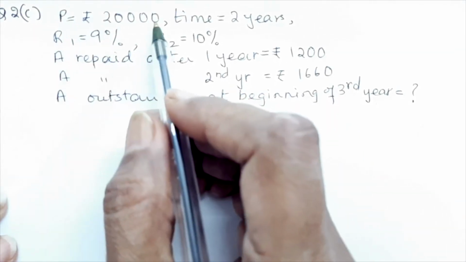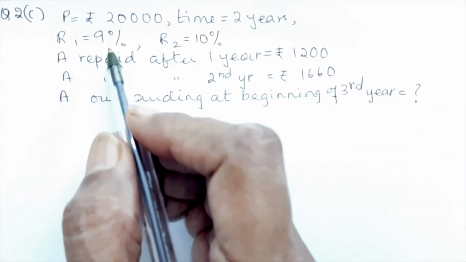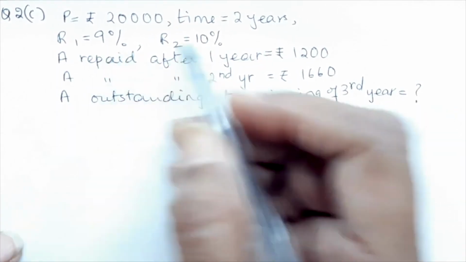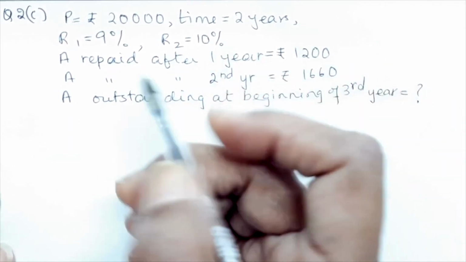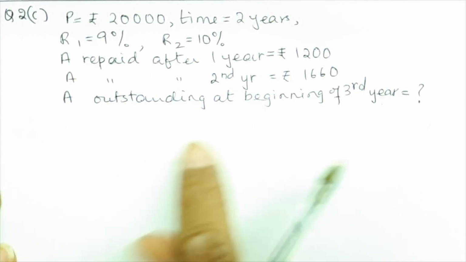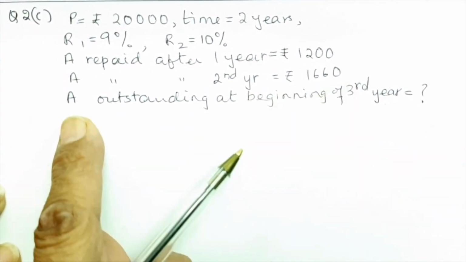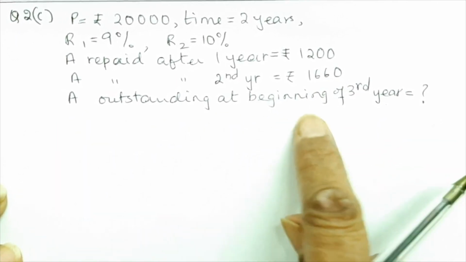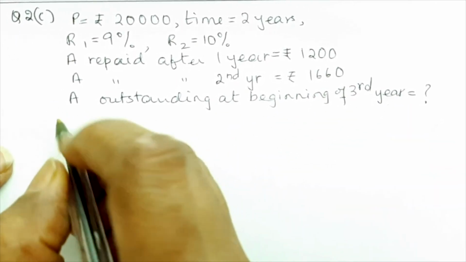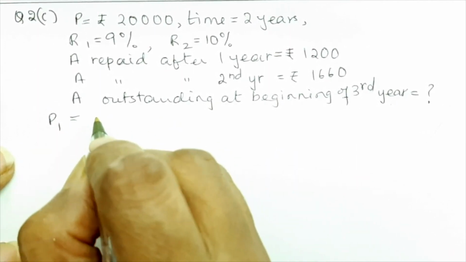The principal, that is the amount borrowed, is 20,000 for 2 years. R1, that is the rate for the first year, is 9%. R2 is 10% per annum. Amount repaid after 1 year is 1,200. Amount repaid after second year is 1,660, and we have to find out amount outstanding at the beginning of third year.